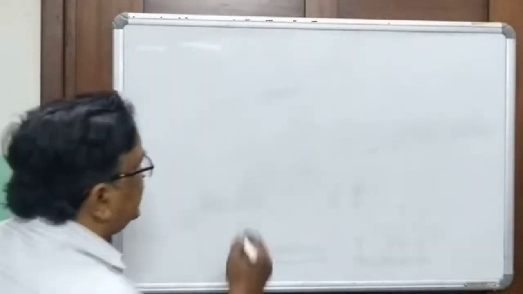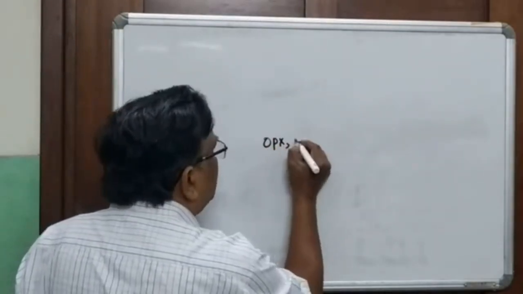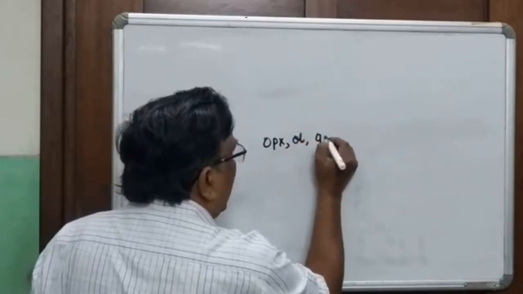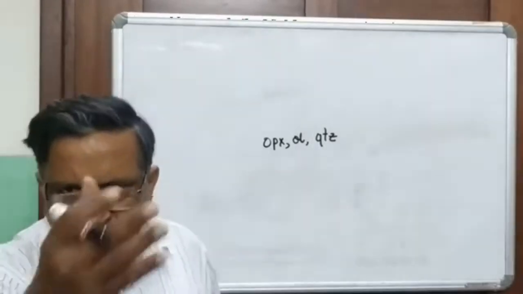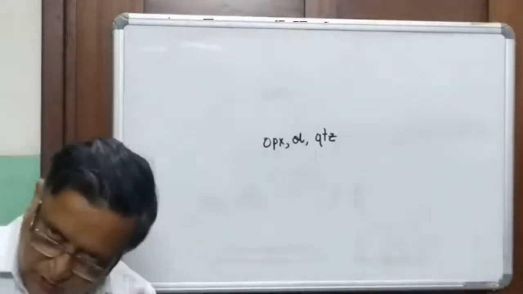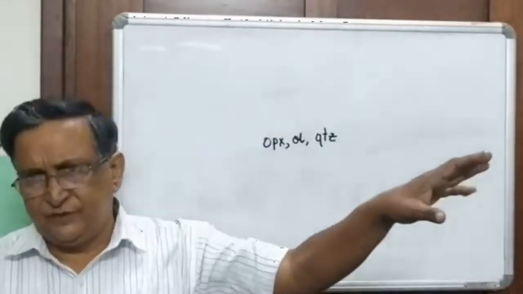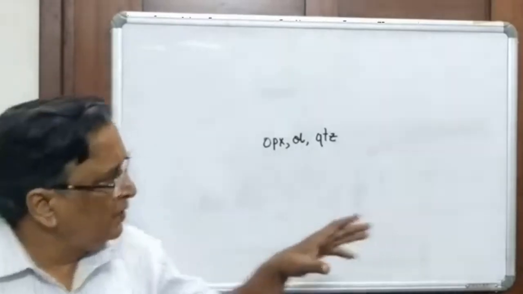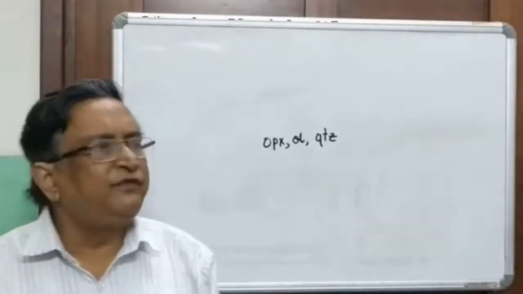Now say for example, I ask you, what is the system component if a rock contains, let's make it simple, orthopyroxene, olivine, and quartz? I, as a teacher, ask you to find out the system component of a rock or a domain or a subdomain in a rock, whatever the system I have chosen. It doesn't matter. Orthopyroxene, olivine, quartz. I ask you to find out the system component.